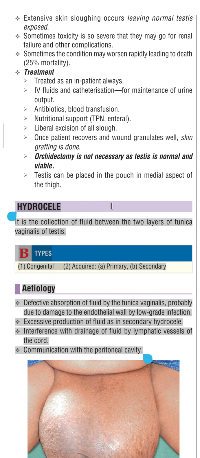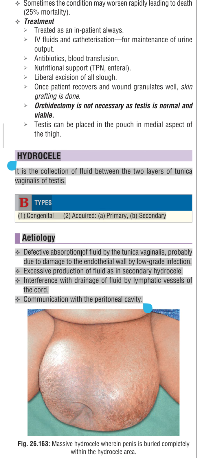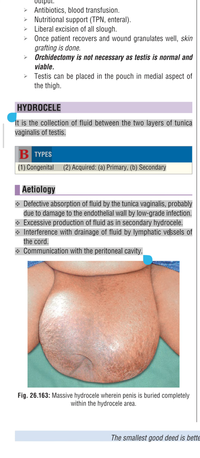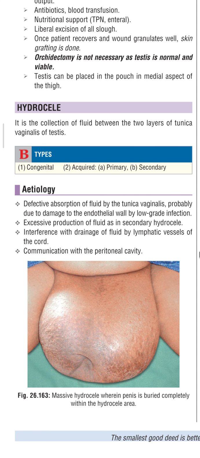Hydrocele. It is the collection of fluid between the two layers of tunica vaginalis of testis. Two types: 1. Congenital, 2. Acquired, a. Primary, b. Secondary. Etiology: defective absorption of fluid by the tunica vaginalis, probably due to damage to the endothelial wall by low-grade infection. Excessive production of fluid is in secondary hydrocele. Interference with drainage of fluid by lymphatic vessels of the cord. Communication with the peritoneal cavity.